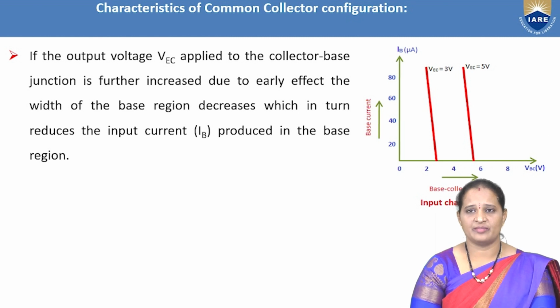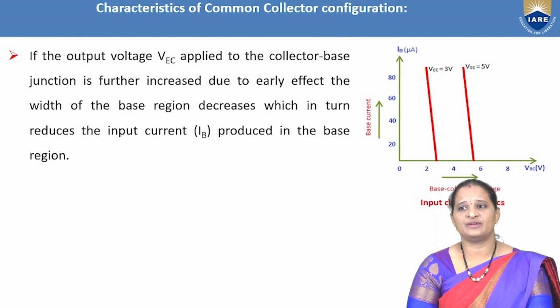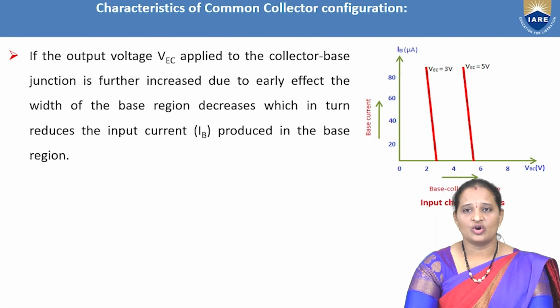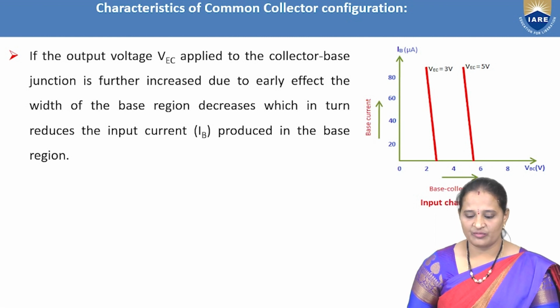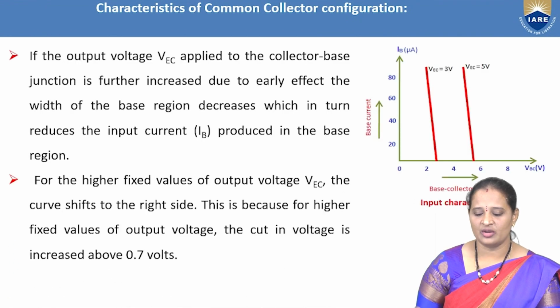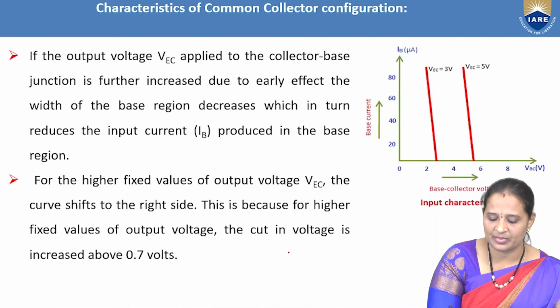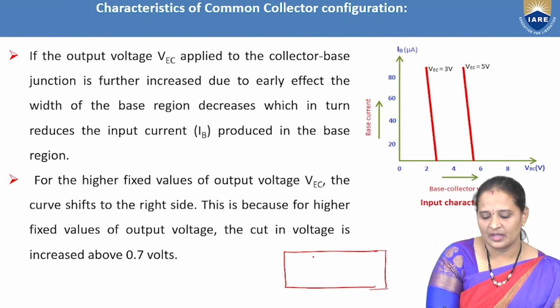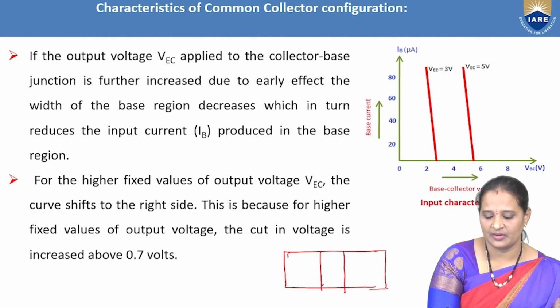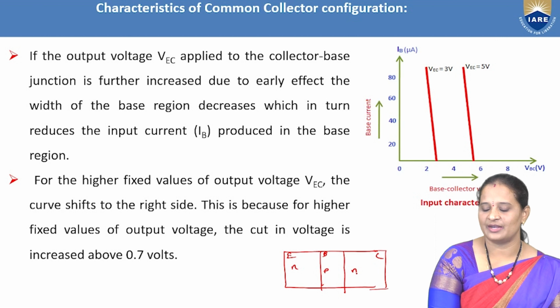So we have to remember that we have an effect called early effect or base width modulation. So what happens due to that early effect or base width modulation? For example, let us consider this is an NPN transistor. Here this is the emitter region, this is the base, and this is the collector region. This is of N type, this is of P type, and this is of N type again.